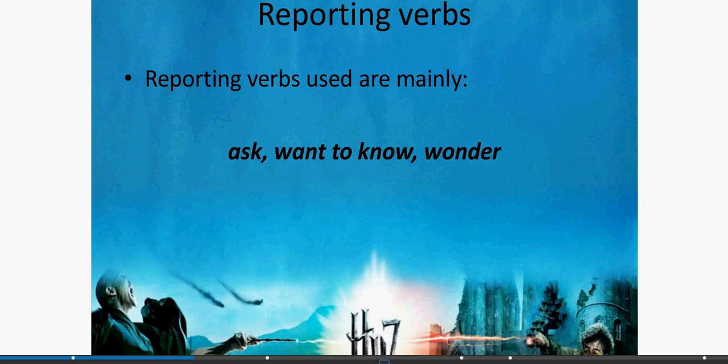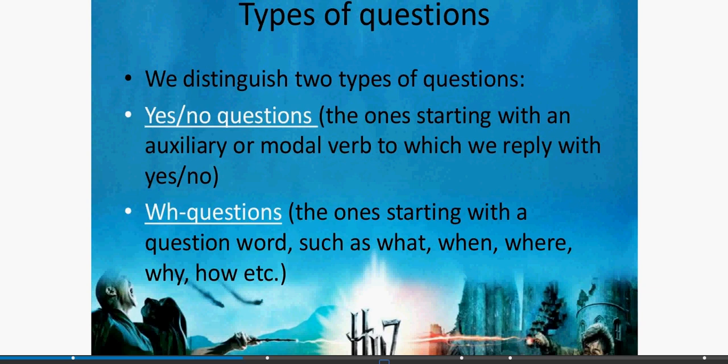Then slide number 5. Types of questions. We distinguish two types of questions: yes no question and WH question. Yes no questions are the ones starting with an auxiliary or modal verb, to which we reply with yes or no. That is, starting with do you, can you, are they, and so on. So in this case you answer with yes or no. This is called a yes no question.